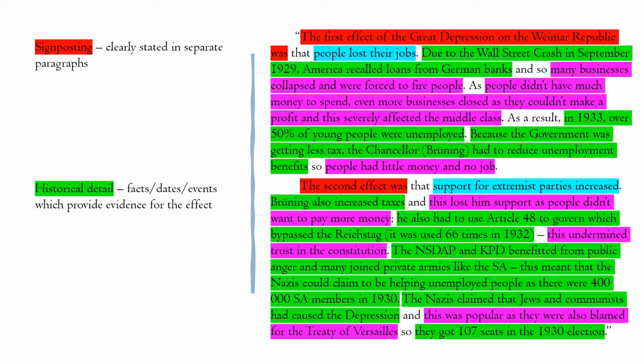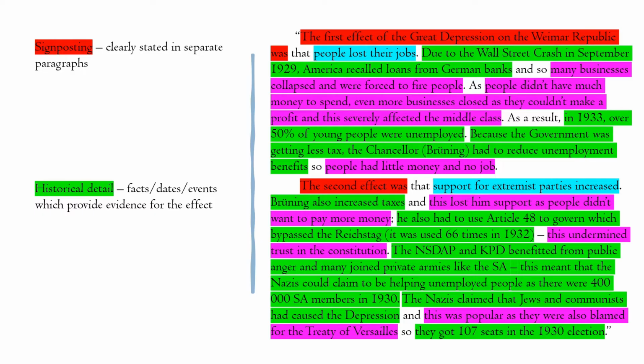Because the government was getting less tax, the Chancellor had to reduce unemployment benefits. So I'm talking about an event. The Chancellor had to reduce unemployment benefits. I've given a name, Bruning, that shows historical detail. In the second paragraph, Bruning also increased taxes, an event. Used Article 48, which bypassed the Reichstag, so I'm talking about this and I'm saying what it was, and I give a statistic, used 66 times. Then I give a long paragraph about how the extremist parties benefited from it, and loads of statistics there, and finally a statistic showing how the effect was achieved. They got 107 seats in the 1930 election.